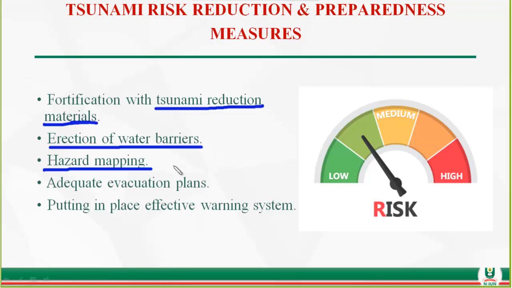Then there should be an adequate evacuation plan. Where there is a hint that an area is prone to tsunami, the community or those living there should have adequate evacuation plans on ground, such that if there is an event of tsunami, the inhabitants will be easily evacuated and there will be less casualty. The risk is going to be reduced.